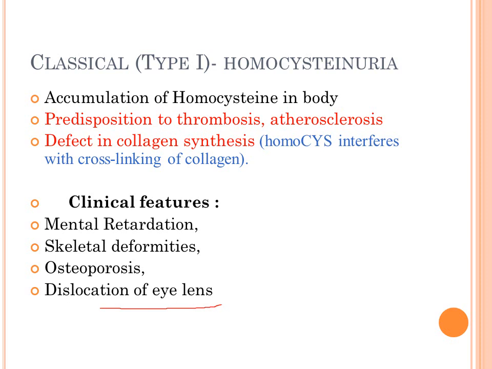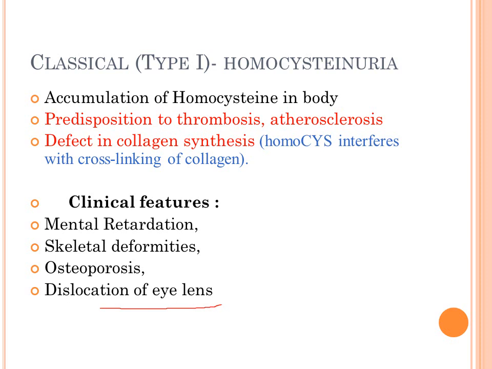So what are the clinical features? Mental retardation, skeletal deformities because of the defect in the collagen synthesis, osteoporosis, and dislocation of the eye lens. That is one of the classical findings of this homocystinuria. The eye lens will not be at its proper location but will be dislocated because of the collagen abnormality.